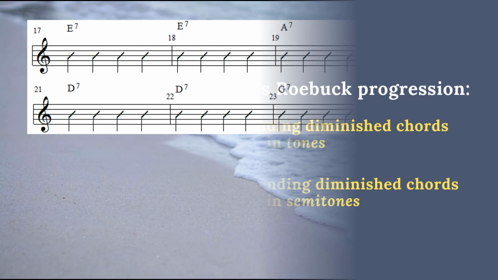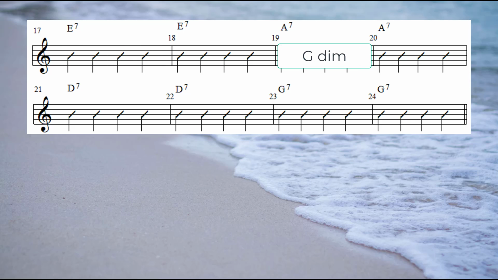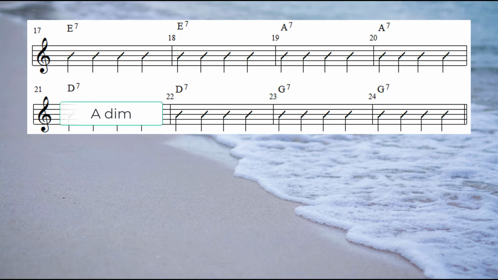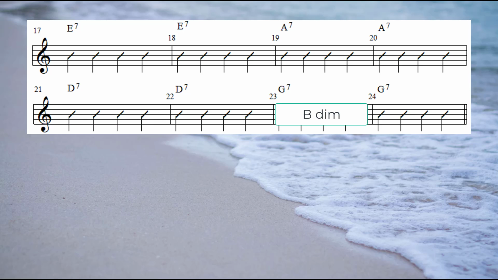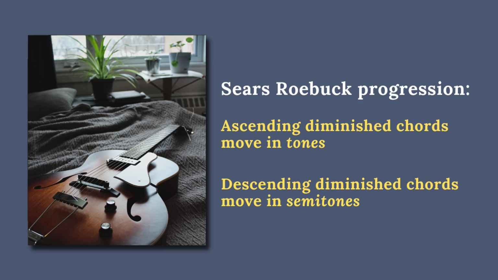So if I name the first diminished chord an F, the next diminished chord would be G, then A, and then B diminished. I'll go into why and how all this works in future sessions, but the thing to remember at the moment is when we're moving around the Sears Roebuck bridge, if we want the diminished chords to move down, they move down in semitones.